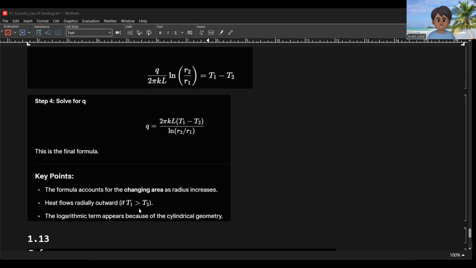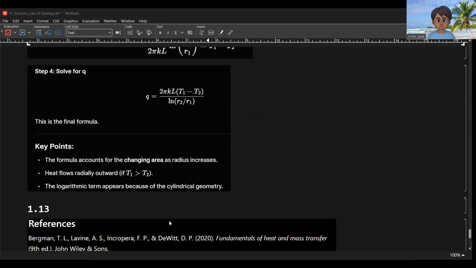So heat flows radially outward if T sub 1 is greater than T sub 2. The logarithm appears because of the cylindrical geometry.